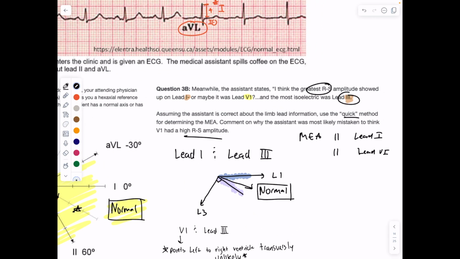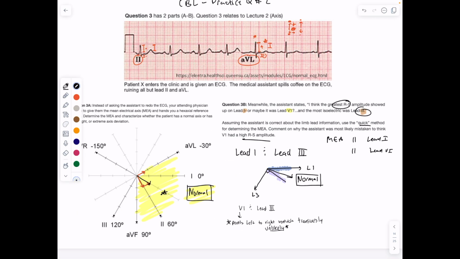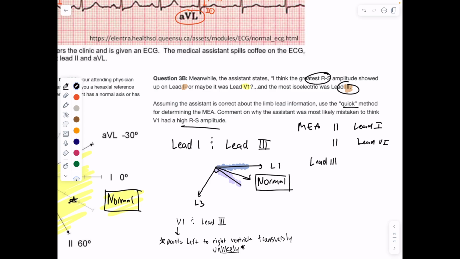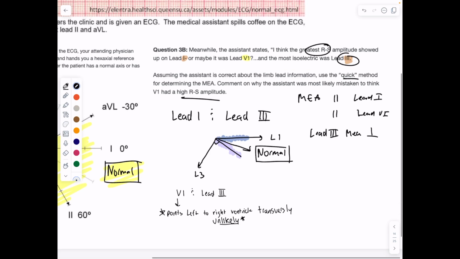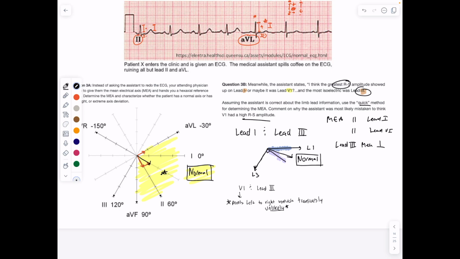It's conducting the least electricity in the direction of that lead, right? And so lead 3 is going to have the MEA perpendicular to it. So we know lead 3 is approximately this direction, right? So we draw that for lead 1 and lead 3, if that's our combo. Then we draw lead 1, right? Lead 1's this way. So perpendicular to lead 3 would be about here, right? It's not perfect. And then lead 1 positive direction is that way.